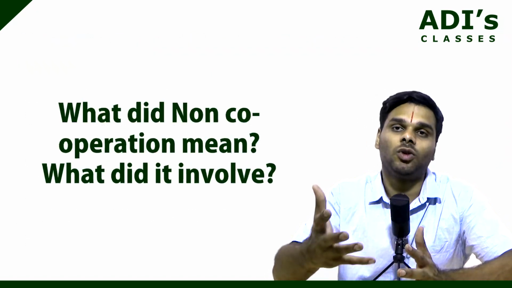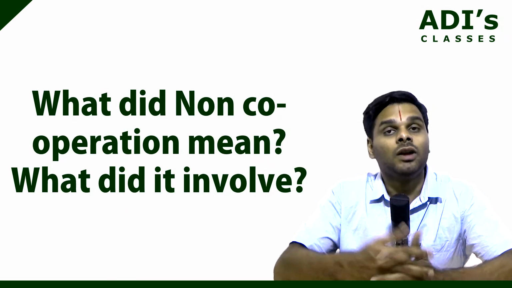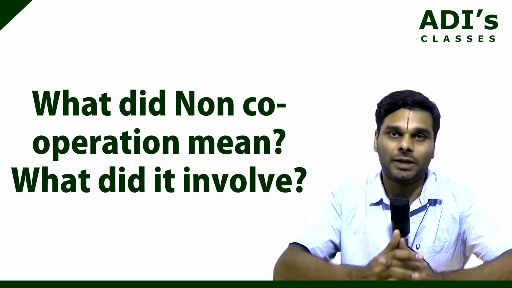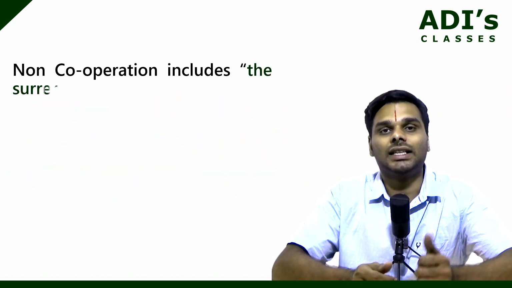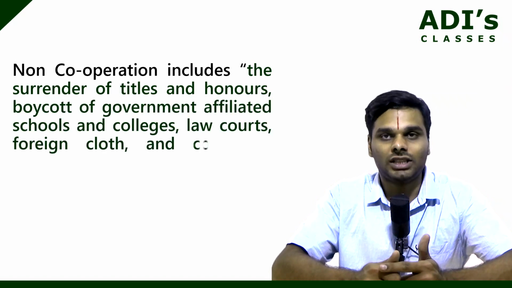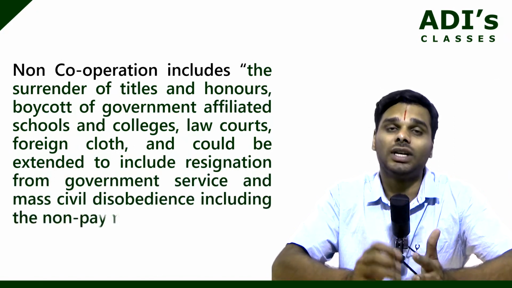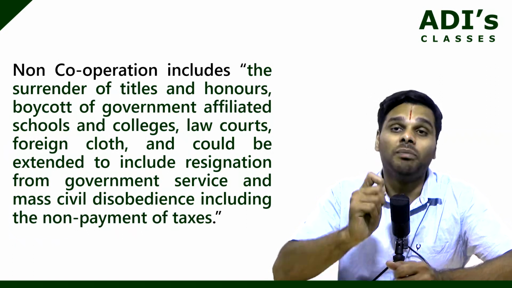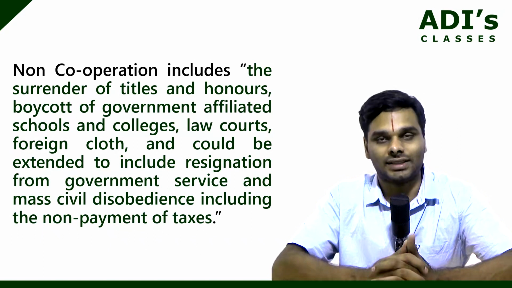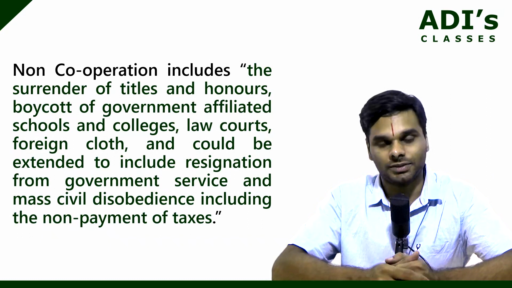So, what did the non-cooperation movement mean? What did it involve? These are the questions we are going to answer. Non-cooperation included a wide array of subjects. As Bipin Chandra puts it, non-cooperation includes the surrender of titles and honors, boycott of government-affiliated schools and colleges, law courts, foreign cloth, and this could be extended to include resignation from government service and mass civil disobedience movements, including the non-payment of taxes. All of this together could be considered as non-cooperation.